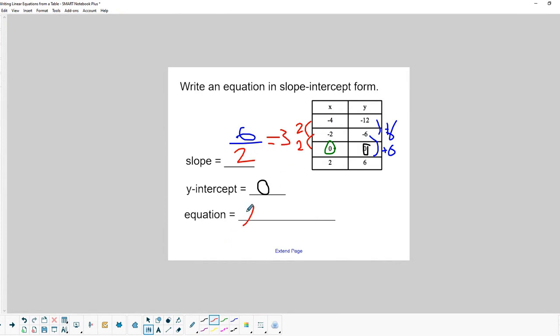So we can write our equation like this. y equals 6 over 2x with nothing on the end of it because our y-intercept is 0. Or we can finish this off by simplifying that fraction and just saying y equals 3x. Either one would be correct.